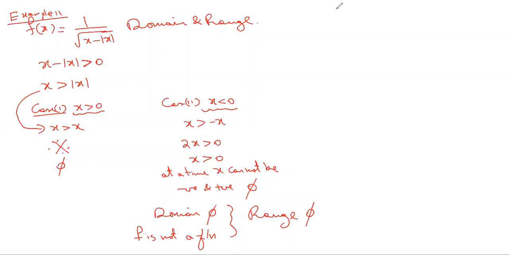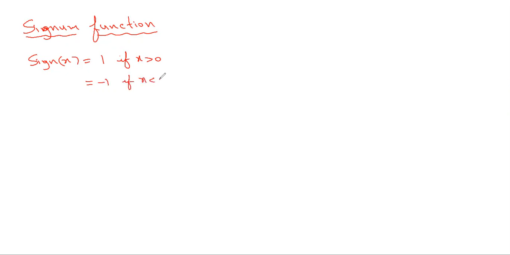So what is the signum function? Signum function, we'll discuss that. Signum function is a kind of signal function. It will give a signal. The definition of that is: signum of x equal to 1 if x is greater than 0, equal to -1 if x is less than 0, equal to 0 if x is equal to 0.